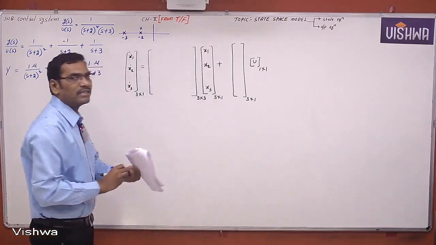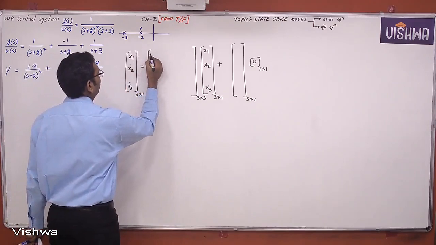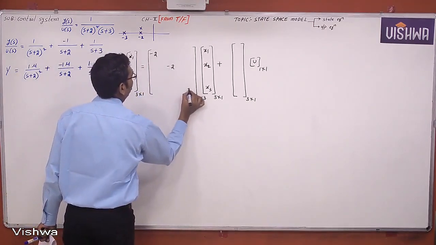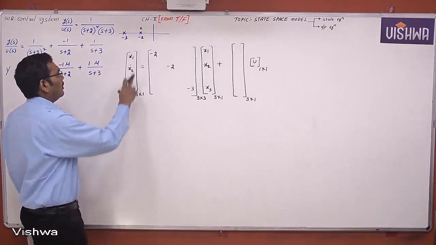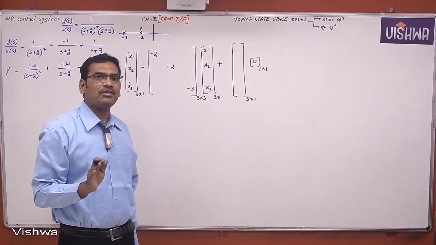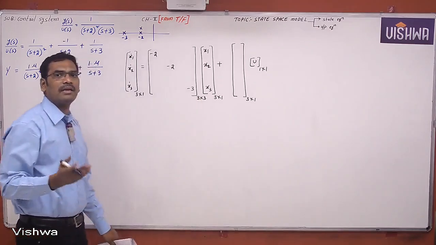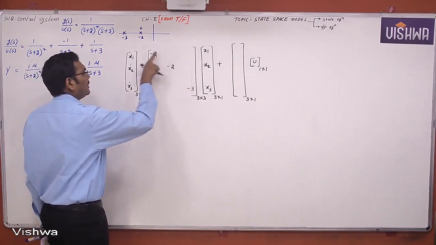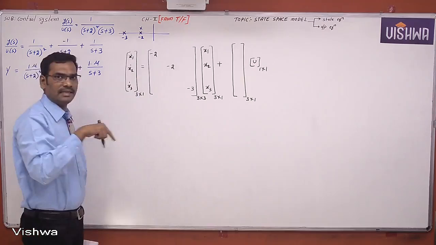Before that, first you write the diagonals. What are the quantities? This is -2, -2, -3. Now it is easy, I hope. Now the order is 3, therefore the A matrix order is 3 by 3, because the number of state variables is 3. So this is the 3 by 3 matrix. In the 3 by 3 matrix, first you write the closed loop poles in the diagonal.